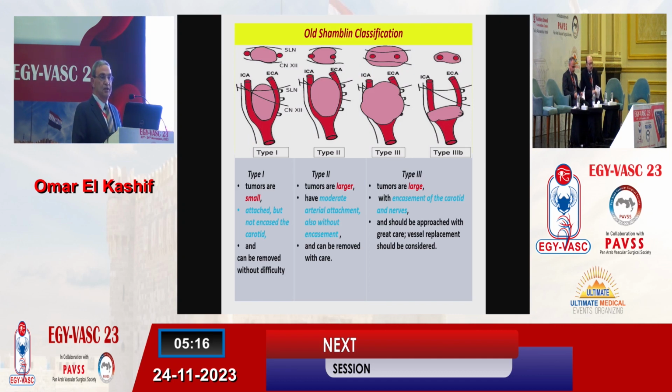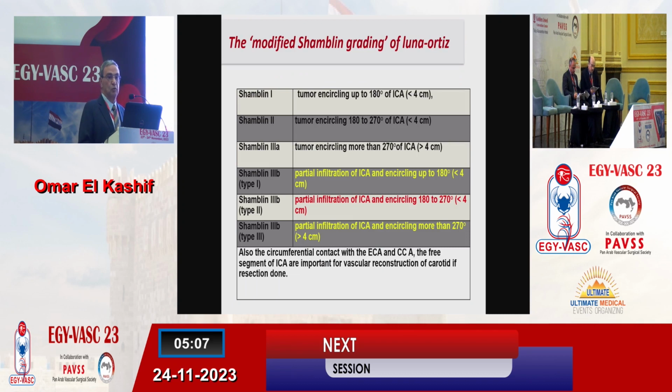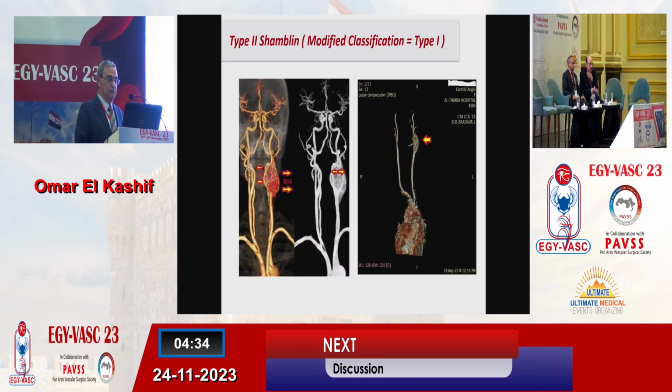The old Chamberlain classification classifies carotid body tumor into three types: small, large and larger, but the modified Chamberlain grading of Luna-Ortiz is a radiological classification which classifies carotid body tumor into type 1 with partial infiltration of the internal carotid encircling up to 100 degrees and less than 4 centimeters, type 2 partial infiltration up to 270 degrees but less than 4 centimeters, type 3 partial infiltration more than 270 degrees and more than 4 centimeters.